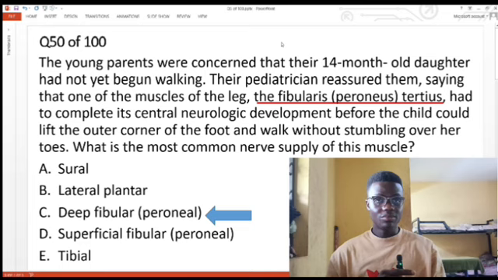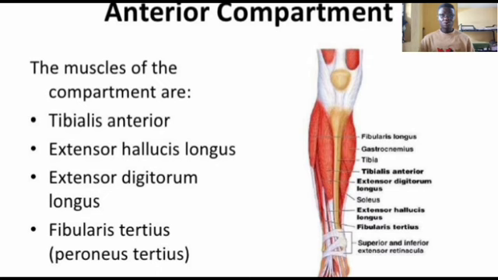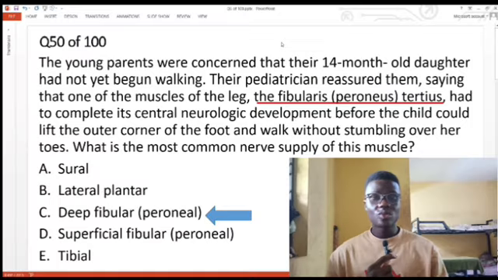So we have three compartments in the leg. We have the anterior compartment, the lateral compartment, and the posterior compartment. We have four muscles in the anterior compartment, and these four muscles are the tibialis anterior, extensor digitorum longus, extensor hallucis longus, and the peroneus tertius. All these muscles are responsible for dorsiflexion at the ankle joint, and for extension of the toes also. All of them are supplied by the deep fibular nerve, all right? So that is the correct answer, the deep fibular nerve.